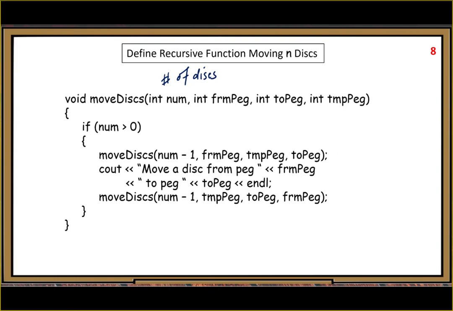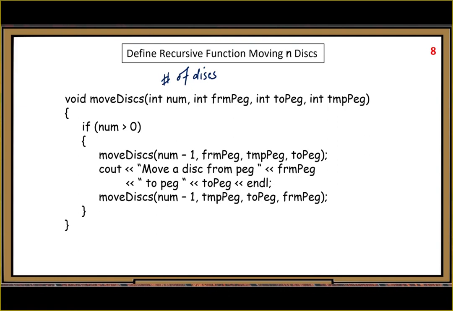Then, if the disk number is greater than 0, we do recursion. That is the body of the function. First, move disk num minus 1, the n minus 1 subproblem, as a recursive function call. But from peg to temporary peg: we use the temporary peg as the destination peg, and the original destination peg we use as the temporary peg. That is the arrangement.